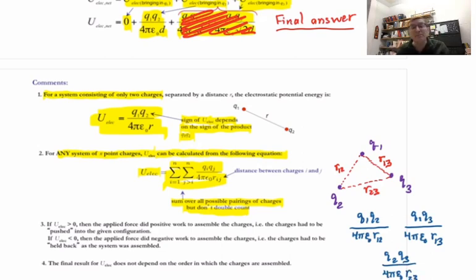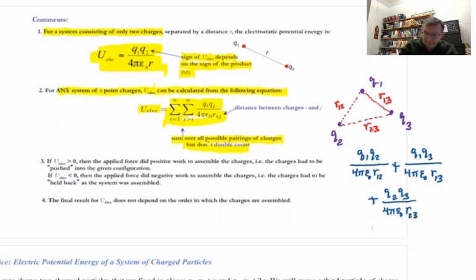And then just add those up. That's what this formula says to do. Don't count a pair twice. Don't do 1 and 2 and then 2 and 1. Each distinct pairing of 2: take the q's, multiply them over 4 pi epsilon 0 times the distance between them, and then add those terms up. So you would add that plus that plus that in that example, like the little picture I just drew. And that's how you do it.